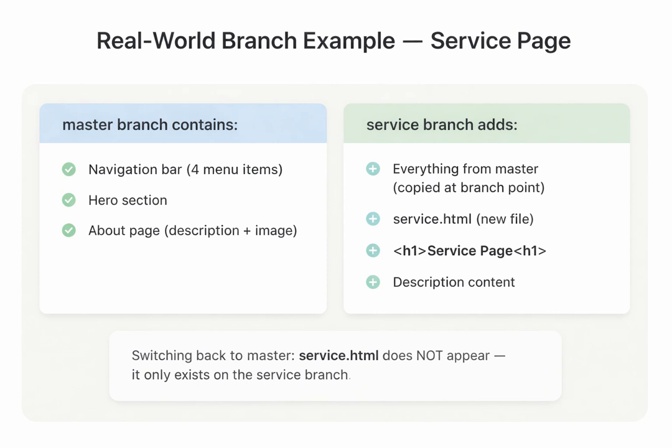You then create a new file called service.html, add an h1 heading that says service page, write some description content, and commit it. Now, here's the key thing to understand. If you switch back to master and look at your files, service.html is gone. It doesn't exist on master. It only lives on the service branch. This isolation is exactly why branches are so powerful. Your work in progress doesn't affect the stable main codebase.